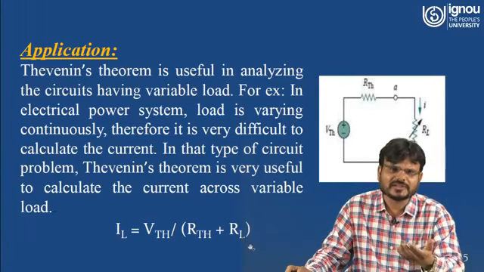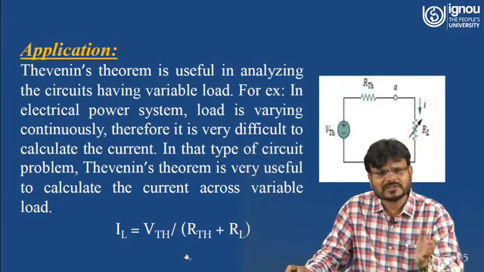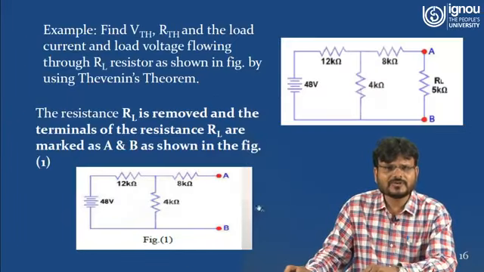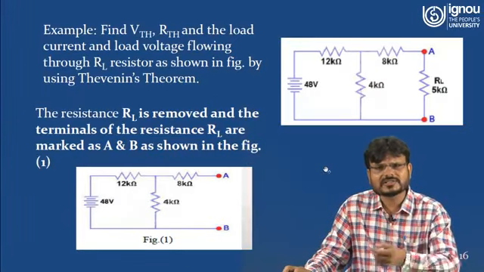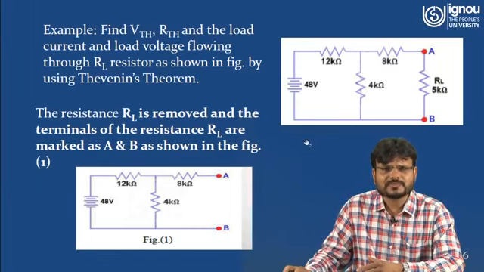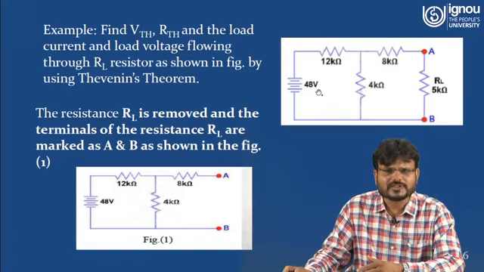Then if you have to find the current at suppose 10 ohm, just change the value of the load resistance to 10 ohm. You can easily find the load current IL. Similarly, you can calculate the load current for any value of the load resistance. Now, with the help of one example, you can calculate the VTH and RTH. Suppose this is a circuit having a 48 volt source, and you have to find the current or voltage across this load resistance of 5 kilo ohm.